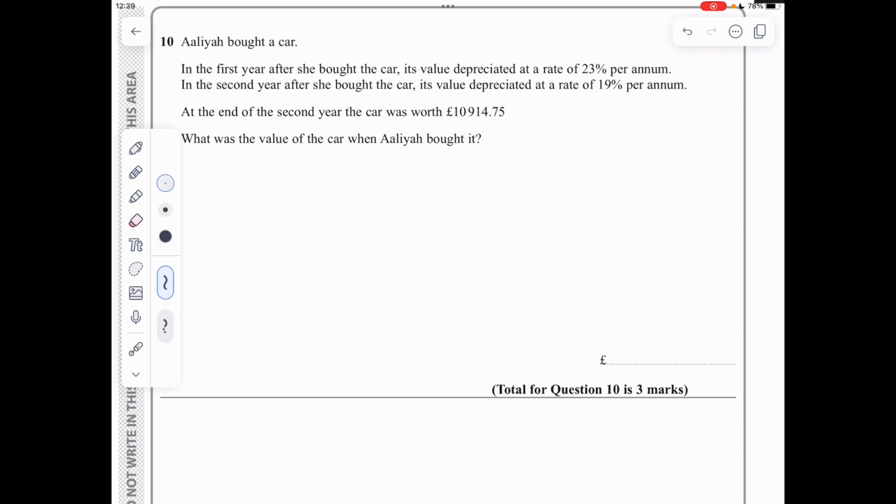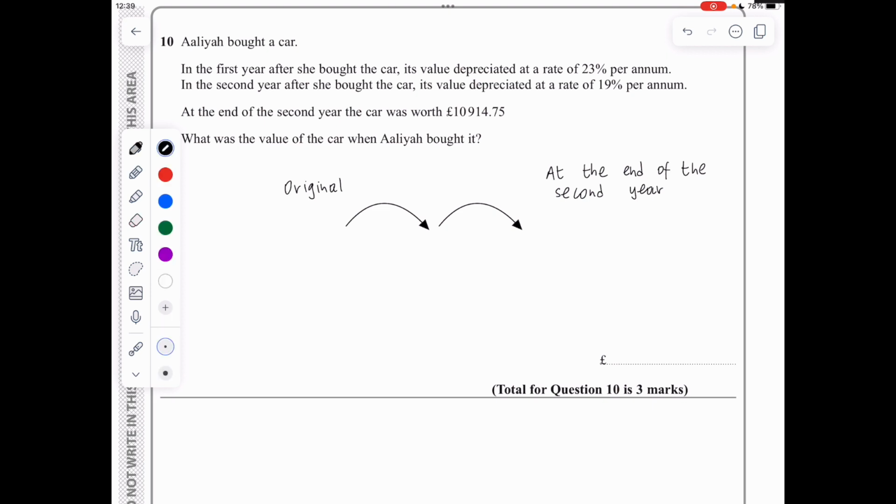Once more, I will draw my diagram here. We've got the original, we've got two consecutive changes, the 2 years, and we know that at the end of the second year, we had a value of 10,914.75. Well, during the first year, we had a decrease of 23%, followed by a decrease of 19%.